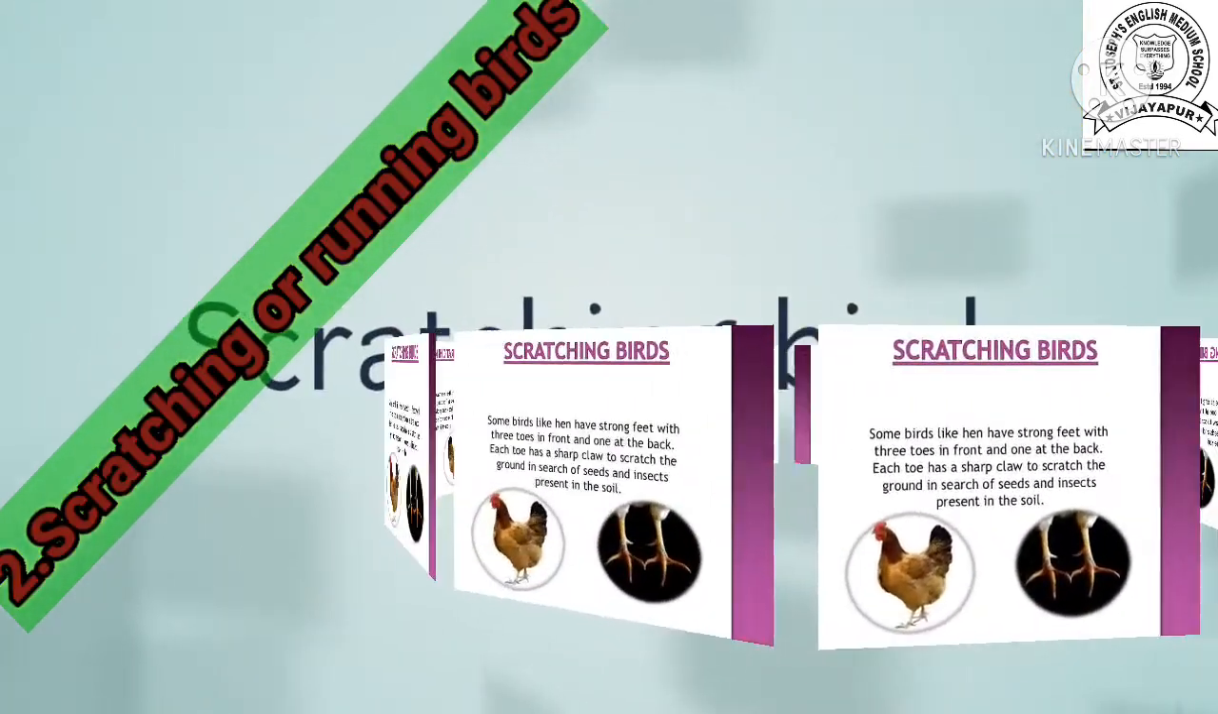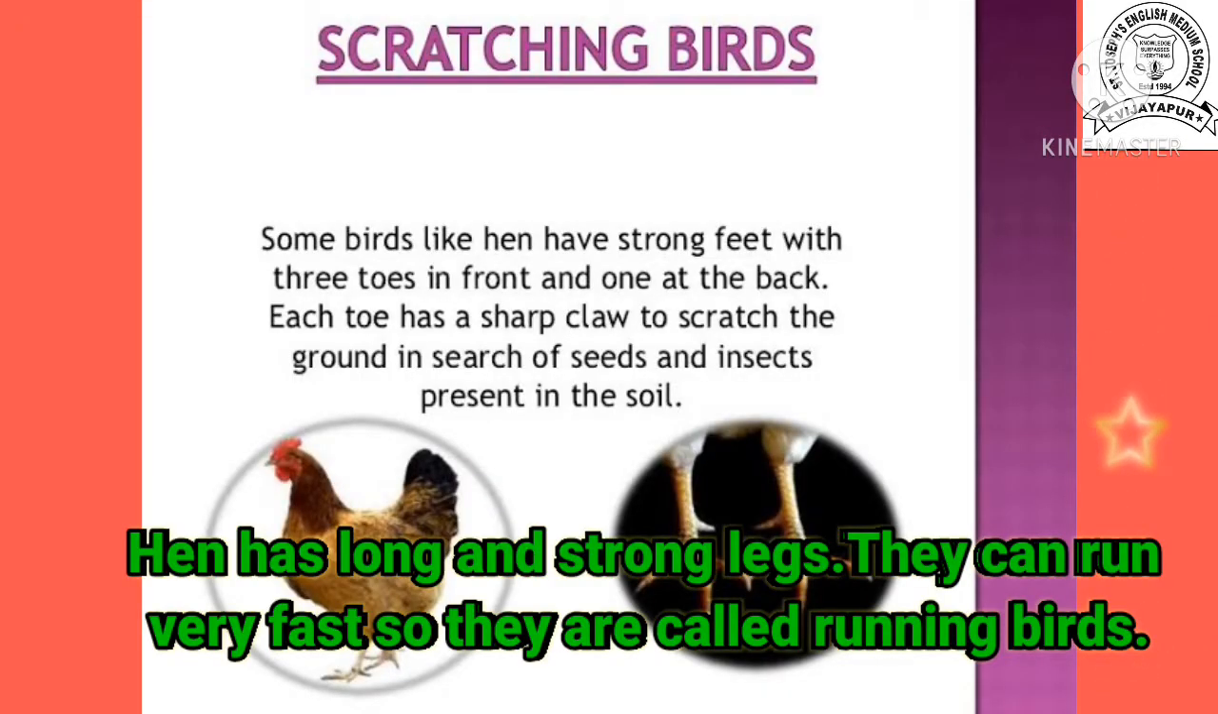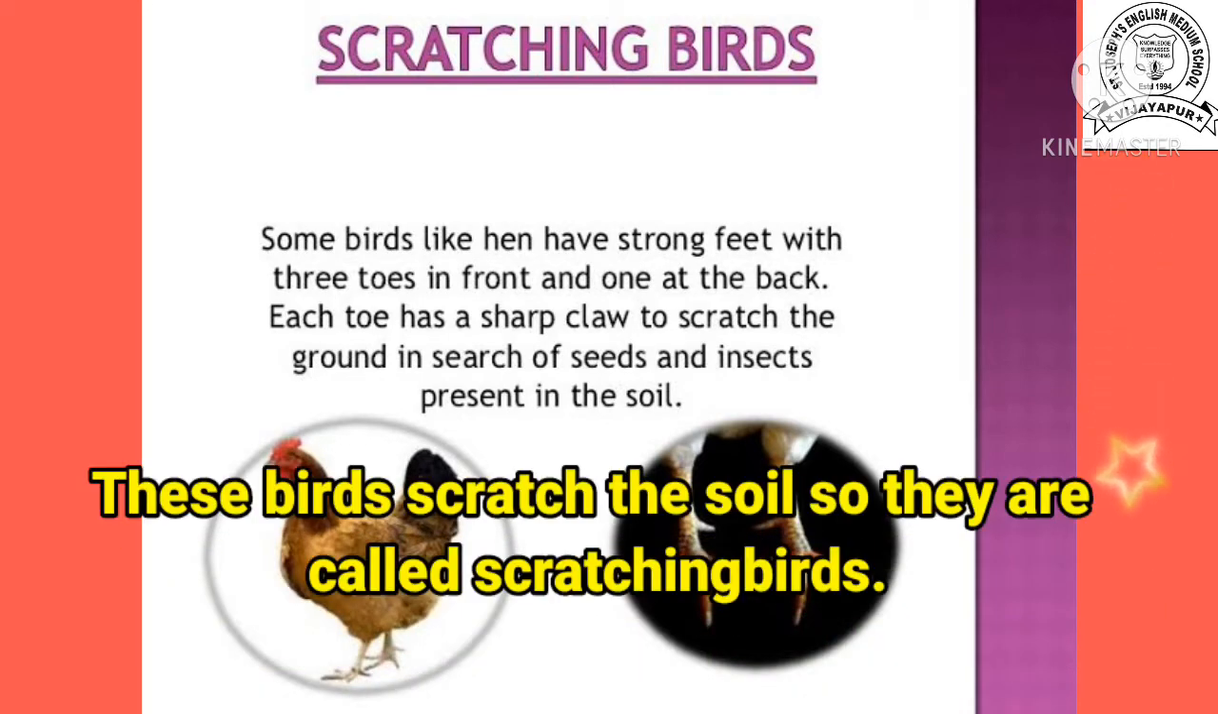Now I explain. The second type of bird is the scratching or running birds. Now what is that? Birds like the hen have long and strong legs. They can run very fast, so they are called running birds. And these birds also have 3 toes on the front side and 1 toe on the back side. And each toe has horny and curved claws, which are very useful to scratch the soil in search of food. Hence these birds are also called scratching birds. Got it, children? Why are these birds called running or scratching birds?